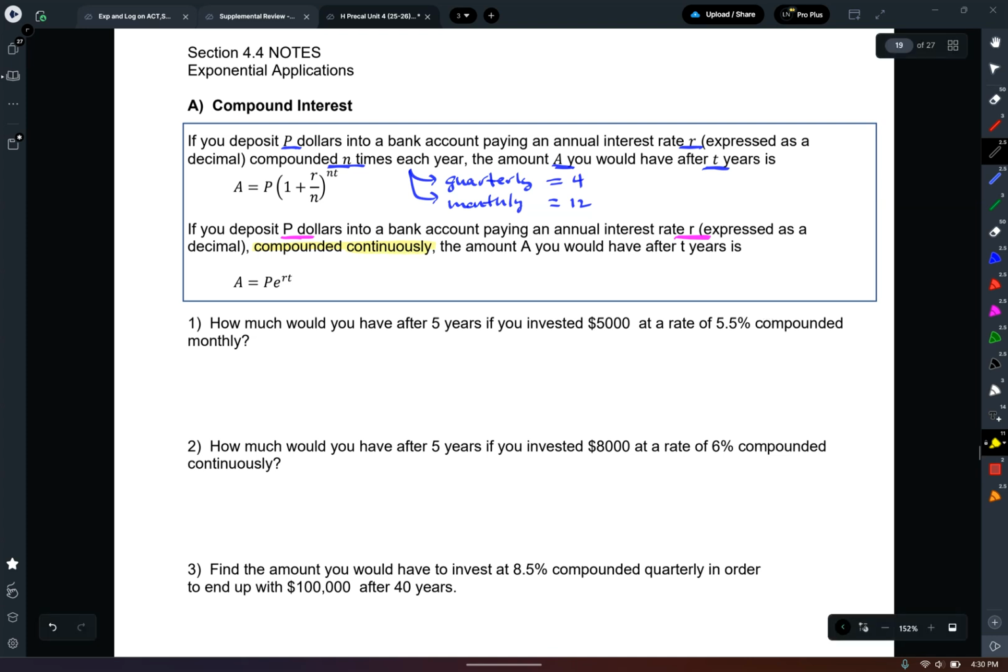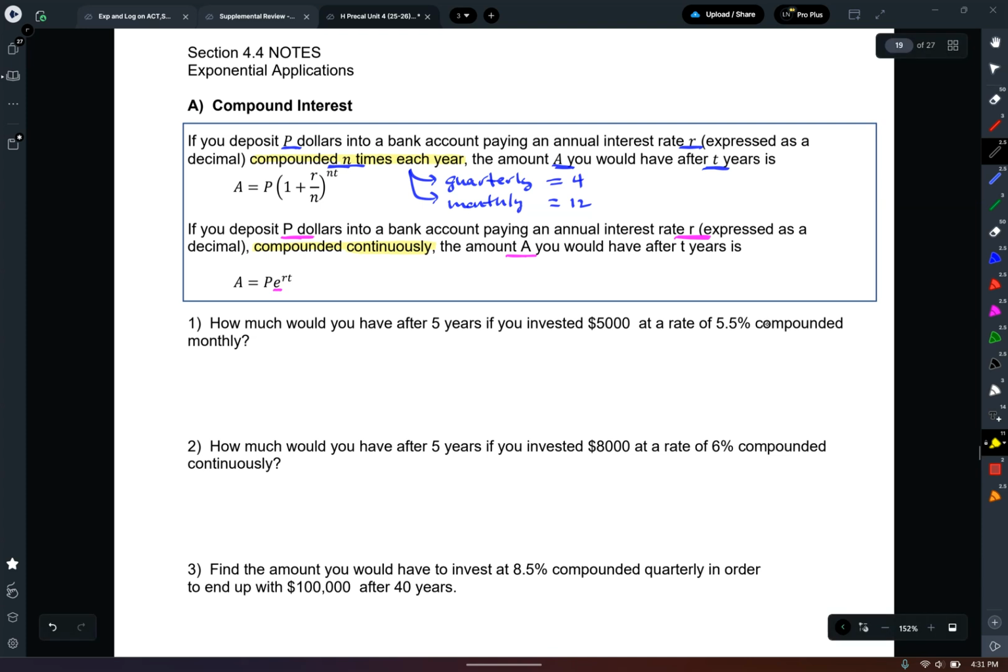So if it says it's compounded continuously, in that case, there is no N. And so that's why you have this E. Now, E is not a variable. E is the constant 2.718 kind of thing, the exponential term. All right. And then A is still the amount that you end up with. So the only thing you have to decide is which formula should I use? And it's going to all be based on whether it says compounded continuously or if it gives you a specific timeline for compounding, quarterly, monthly, whatever.